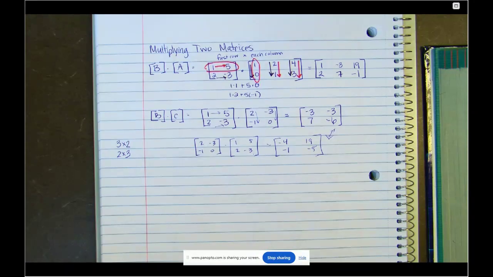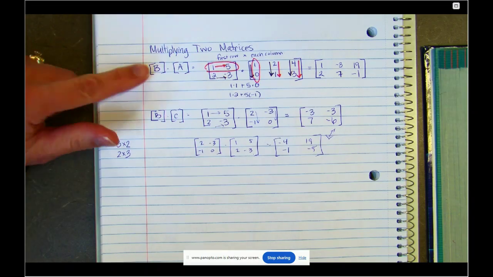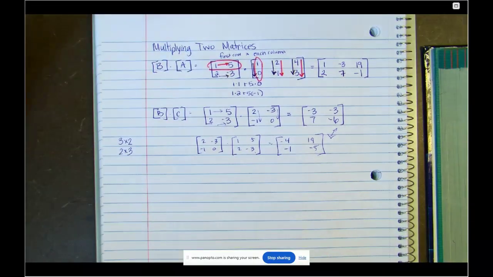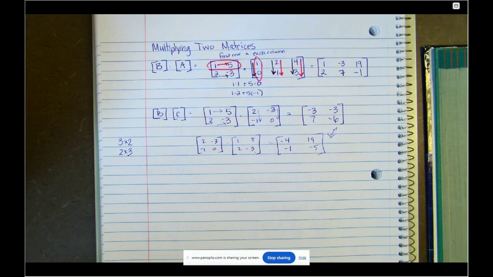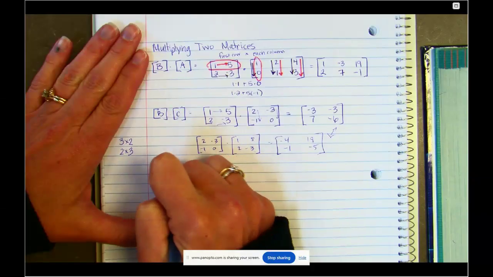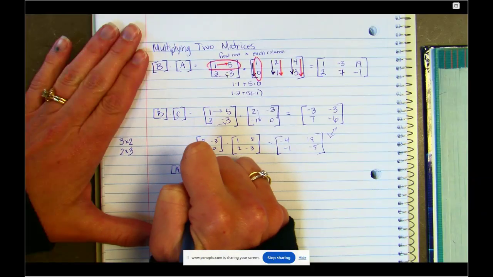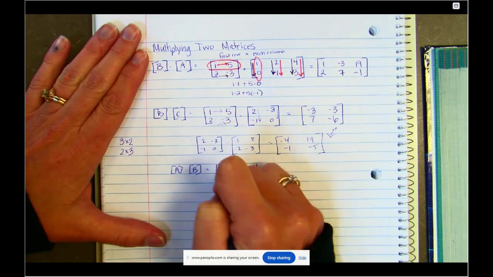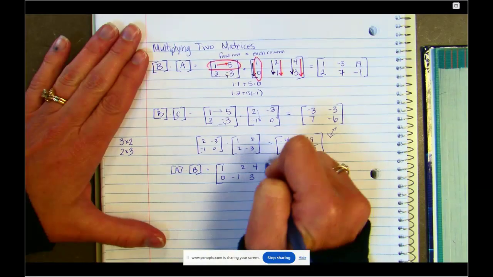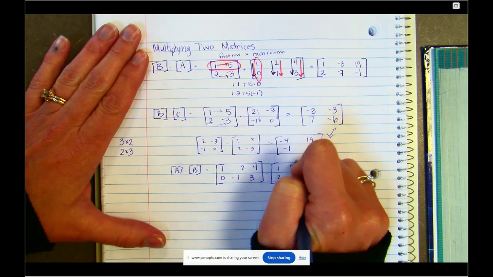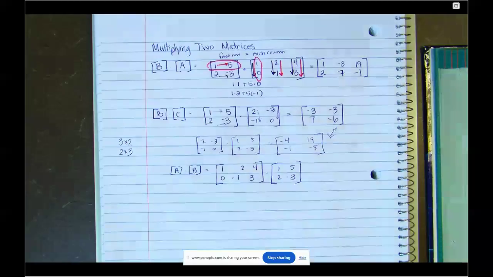Okay, so matrices are not commutative. First of all, that b times c is not equal to c times b. Not only that, b times a is not only not equal to a times b, but you can't even multiply a times b. It's not possible. Okay, so here's why. So I'm going to write down. You don't have to if you don't want to. Just illustrating my point. So a times b is 1, 2, 4, 0, negative 1, 3, and b is 1, 5, 2, negative 3.